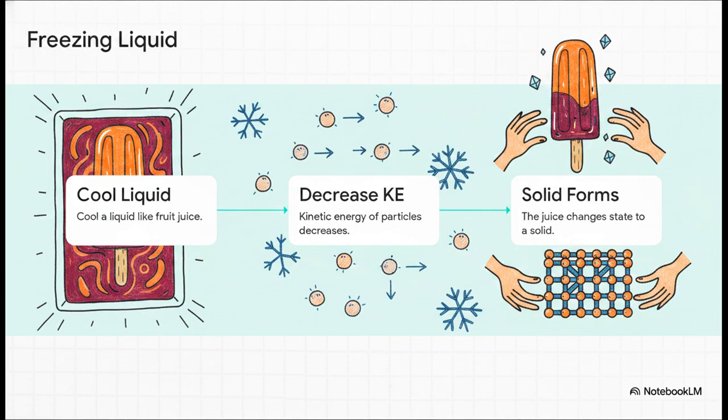Now the exact opposite is true for cooling. Step 1. Take a liquid, maybe some fruit juice, and cool it down by tossing it in the freezer. Step 2. As the heat is removed, the kinetic energy of the liquid's sliding particles starts to decrease. They really begin to slow down. Step 3. Because they're moving so much slower now, the natural attractive forces between the molecules take over again, grabbing hold of the particles and locking them right back into a fixed, definite arrangement. The juice changes state and becomes a solid popsicle.